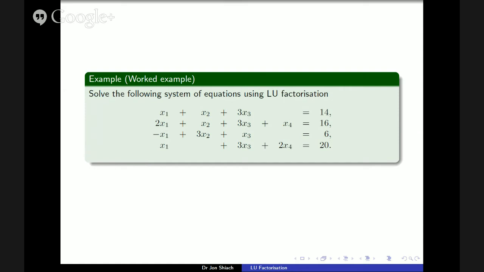For y2, what we have is 2 lots of y1 plus y2 is equal to 16. So we have 16 minus 2 lots of y1. What's 16 minus 28? Minus 12? I think so, minus 12.